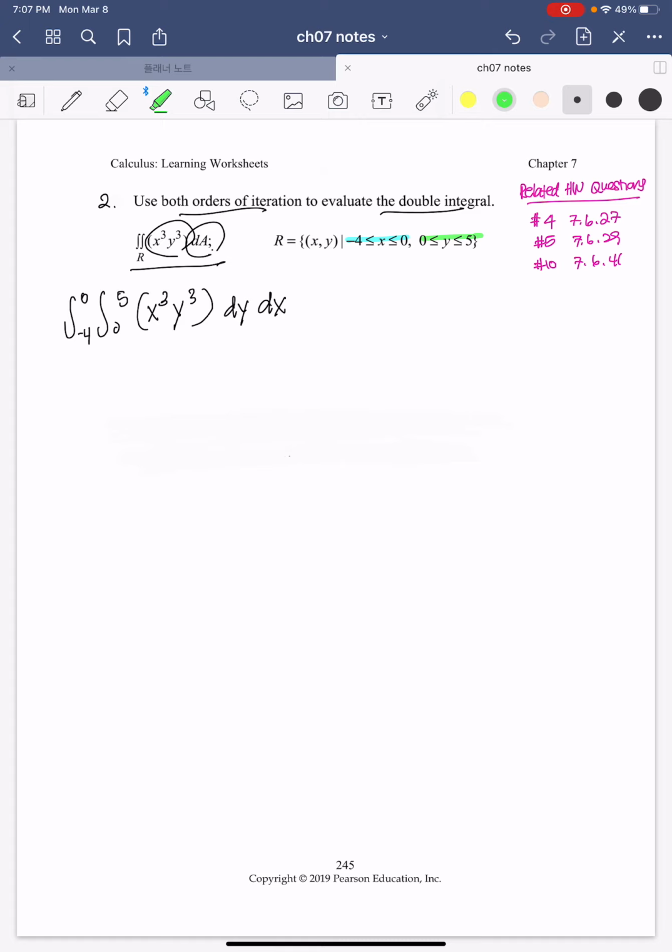Let's also highlight so that we don't get confused. And this is for the x. We'll repeat the exact same thing as what we did in the first one. I'm going to integrate this part with respect to y. That means the x term is constant. So this is a constant, times y to the 3rd. Raise the power, divided by the new power. That's a very simple one. So -4 to 0.